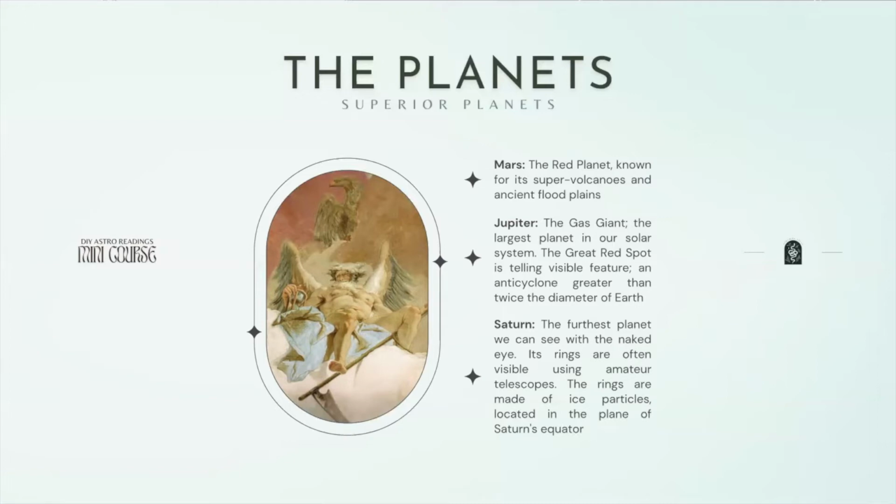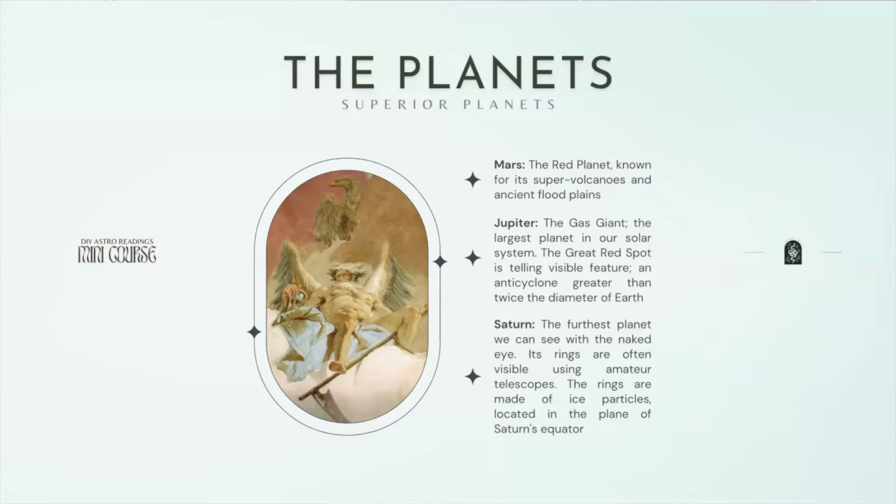So this is the furthest planet that we can see and have seen with the naked eye. And its rings are actually quite often visible using like an amateur telescope. You don't need to be in an observatory.